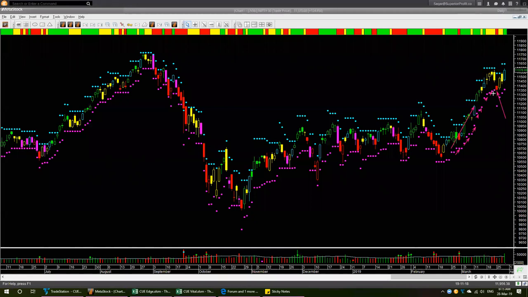That is how the CUE protection signal in this stop template very beautifully helped us trail the price, keep our stop safe distance away, and then exit us with a profit in the remaining position when the price gapped down. This trailing stop works quite well.